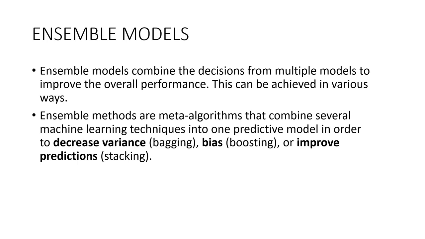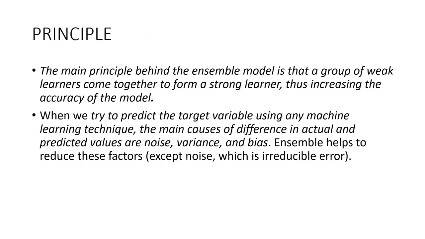This is important. To decrease variance, we use bagging. To decrease the bias, we use boosting. To improve predictions, we use stacking. These are the three types of ensemble models we are going to discuss here. The main principle behind the ensemble model is that a group of weak learners come together to form a strong learner, thus increasing the accuracy of the model.